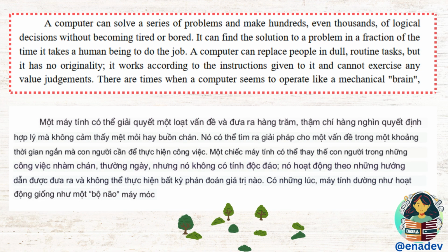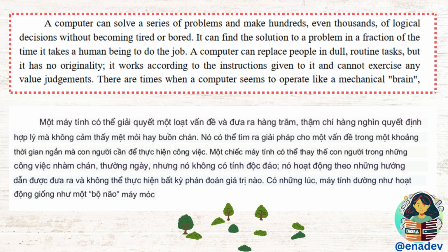A computer can solve a series of problems and make hundreds, even thousands, of logical decisions without becoming tired or bored. It can find the solution to a problem in a fraction of the time it takes a human being to do the job. A computer can replace people in dull, routine tasks, but it has no originality. It works according to the instructions given to it and cannot exercise any value judgments.